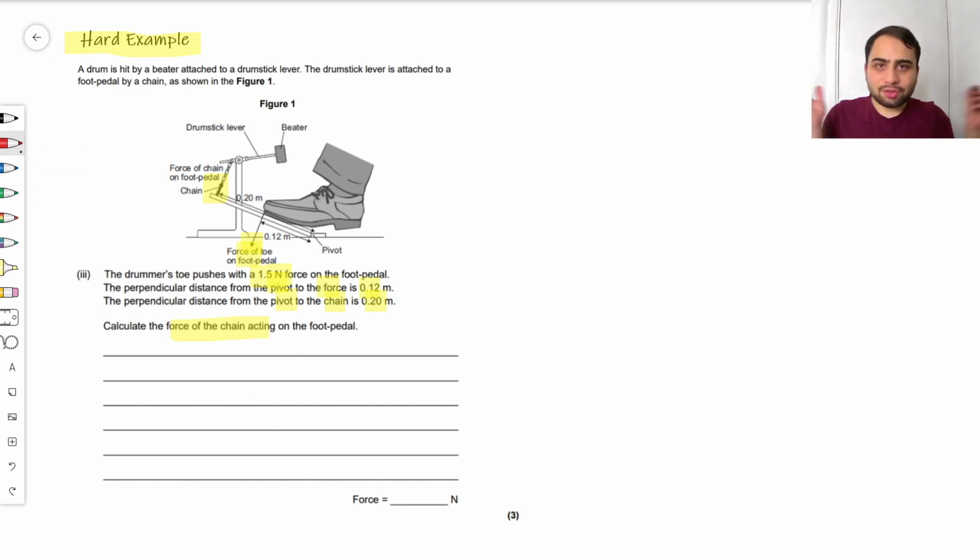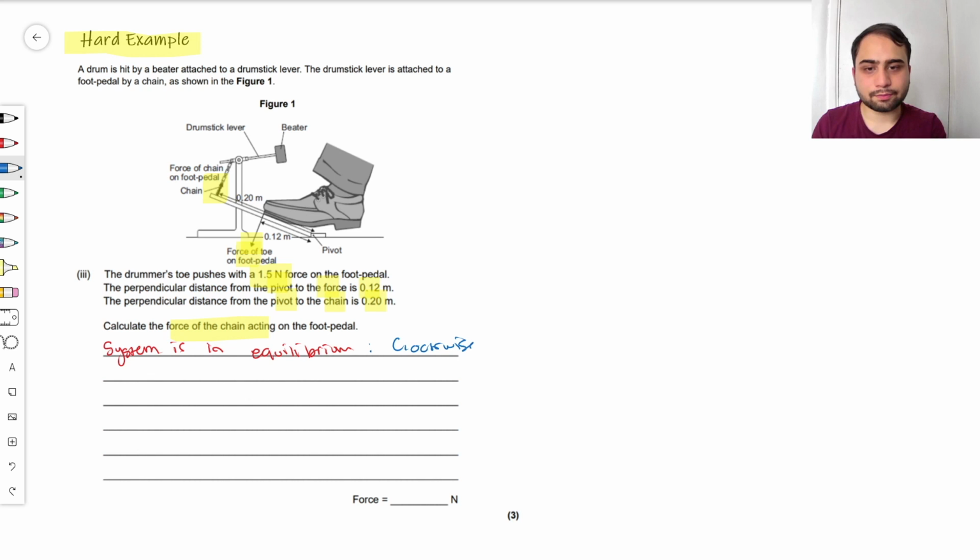In all of these moment questions, there's an underlying assumption: that the system is in equilibrium. This isn't part of the answer, this is just so you understand it. Now that the system is in equilibrium, what does that tell us? Well, that tells us that clockwise moments equal anti-clockwise moments.